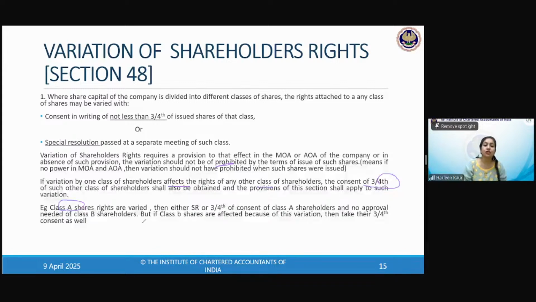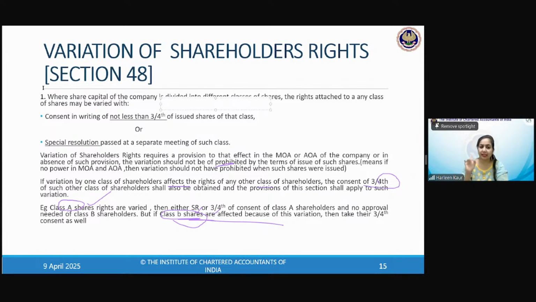So class A shares are varied. Then if class A shares are being varied, then you have to pass the SR or 3/4 of the consent of class A shareholders. No approval is needed of class B shareholders. But if class B shares are affected because of this variation, then simply ask them to give their 3/4 of the shareholders' consent. SR is not required. SR is not required. Let's make it very simple, these 2 points.